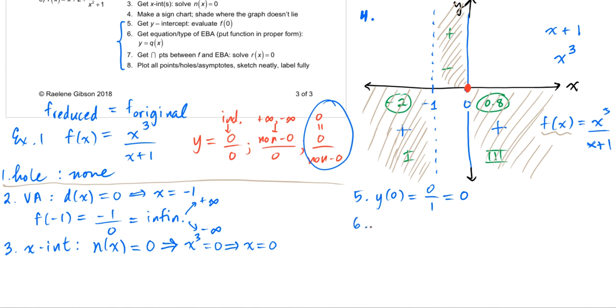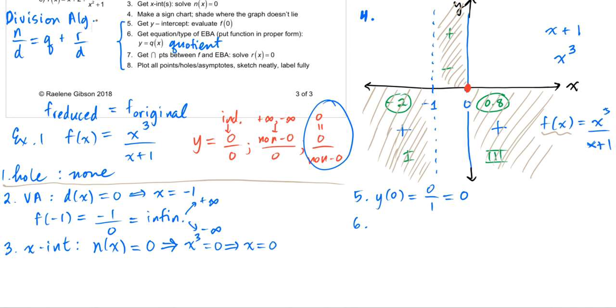Step 6 says to get the equation or the type of the end behavior asymptote. What that really means is to come up with the quotient. One, we put the improper fraction into proper fraction form. Remember that a numerator divided by a denominator is equal to the quotient plus the remainder over the denominator, by something called the division algorithm. And we practiced that a little bit earlier in the video. So we need to come up with the quotient, so we're going to do long division.